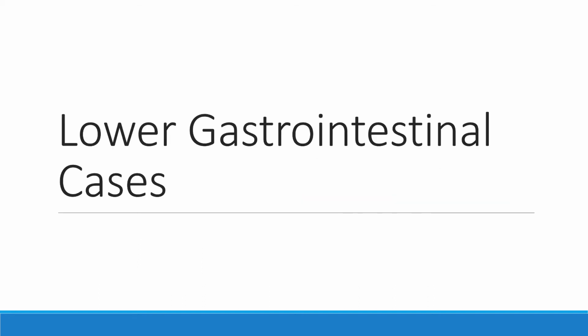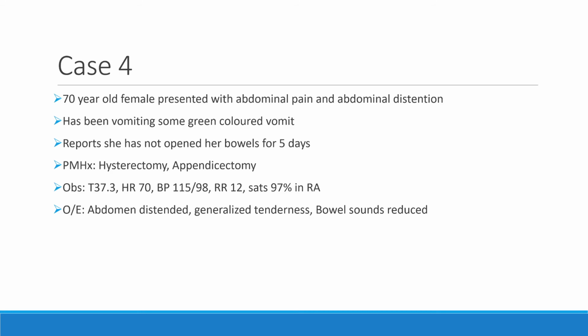Moving on to lower GI cases. Case 4, a 70-year-old female presenting with abdominal pain and abdominal distension, which is a very common presentation in the elderly. She has been vomiting some bile-colored vomit. She reports she has not opened her bowels for 5 days. She's got a background of hysterectomy and appendicectomy.